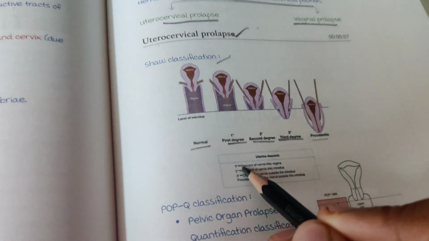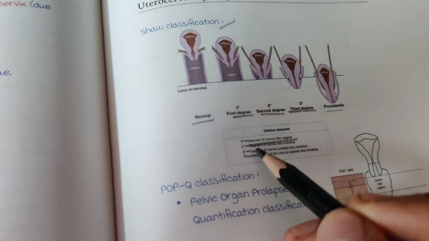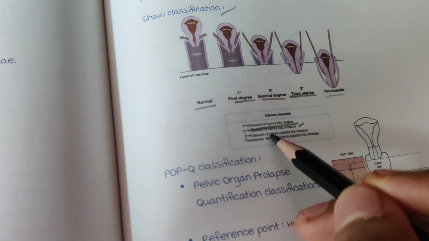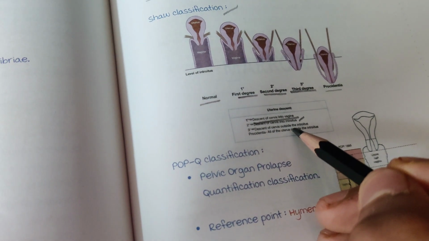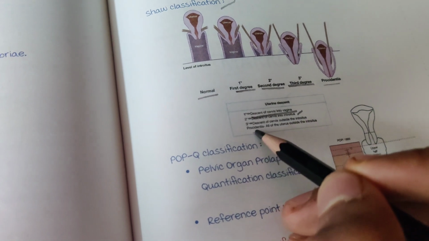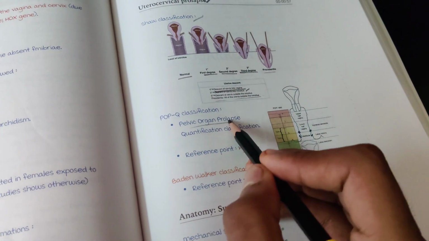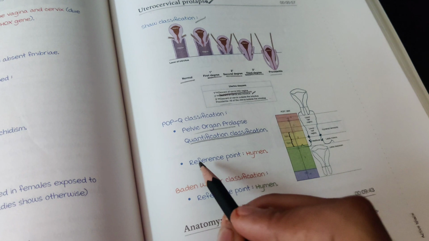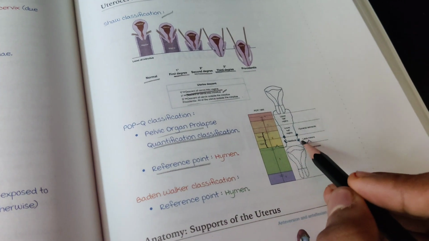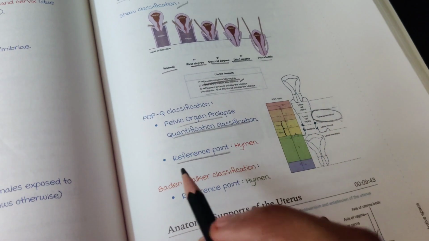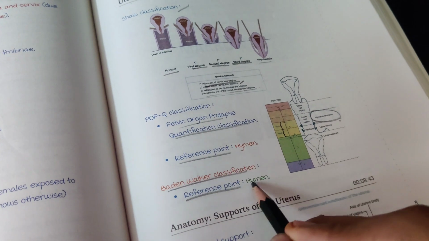The first degree is descent of the cervix into the vagina, the second degree is descent of the cervix into the introitus, and third degree is descent of the cervix outside the introitus, and procidentia is all of the uterus outside the introitus. And the POPQ classification is the Pelvic Organ Prolapse Quantification classification, and the reference point here is the hymenal remnants. In the Baden-Walker classification also, the reference point is the hymen.